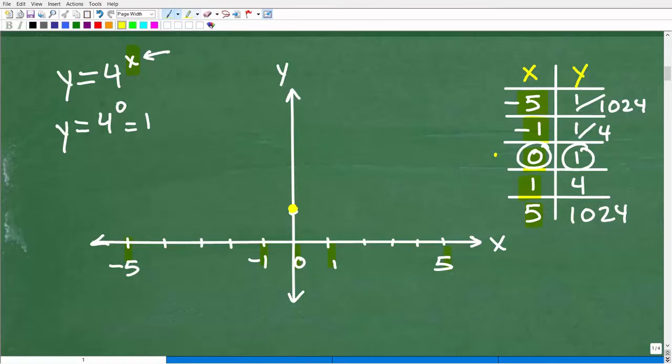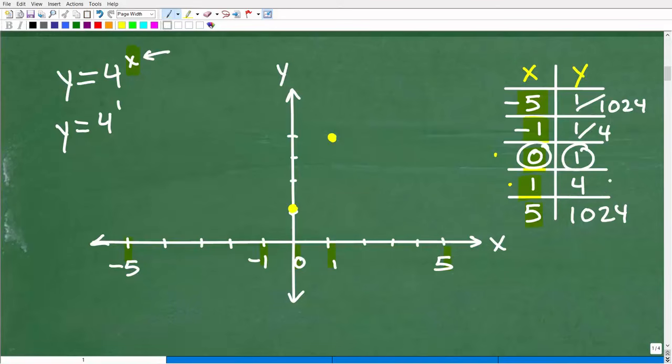Okay, so how about when x is 1. So what's y? That's going to be y is equal to 4 to the first power, which of course is 4. So when x is 1, y is 4. So if this is 1, this is 2, 3, 4. So here is another point that's on our graph. I'm just kind of doing a quick estimation. So that's this point. Okay, x is 1, y is 4.